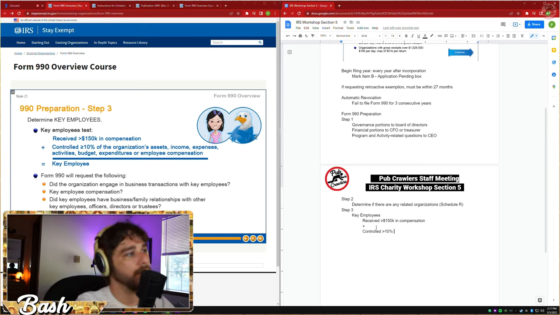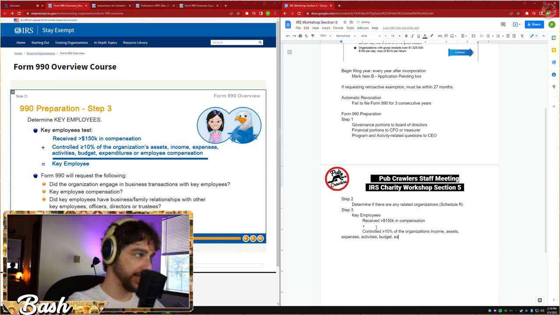Okay. All right. Controlled over 10% of the organization's income, assets, expenses, activities, budget, expenditures, or employee compensation. Cool.